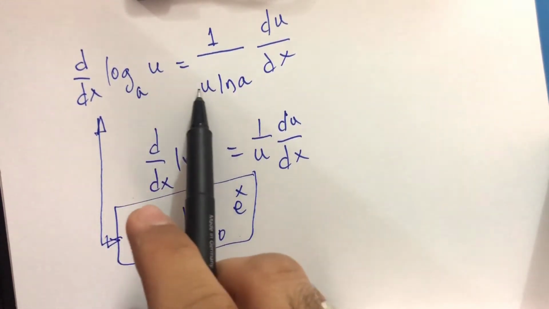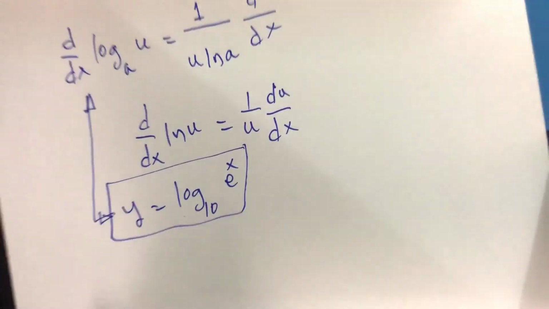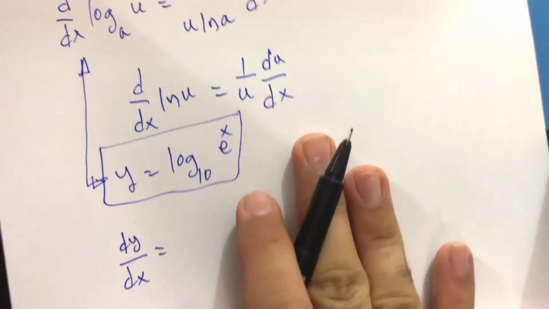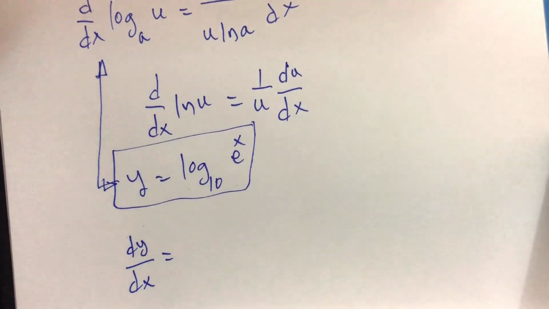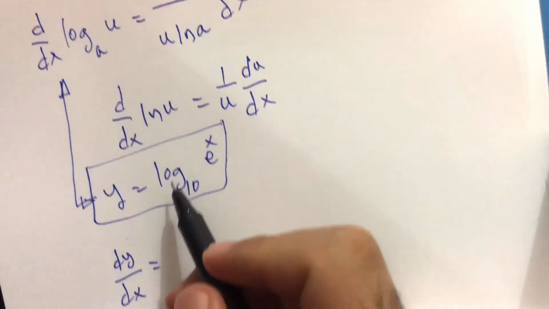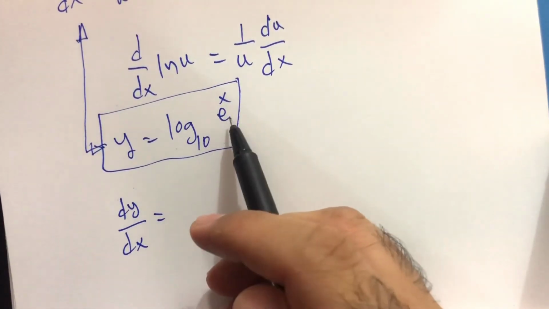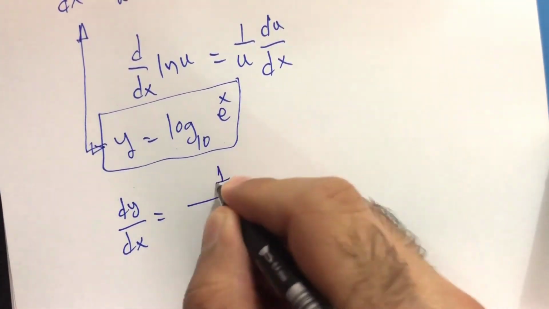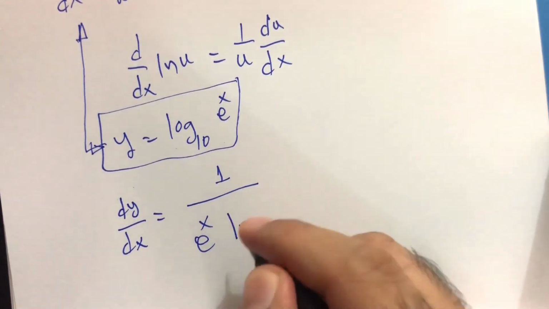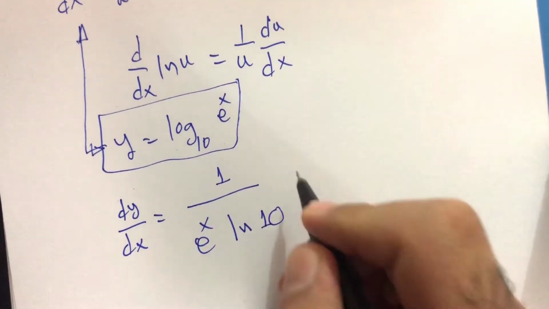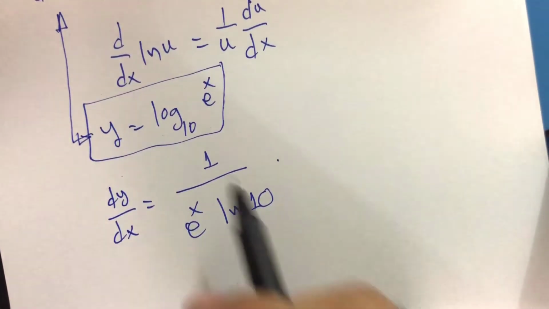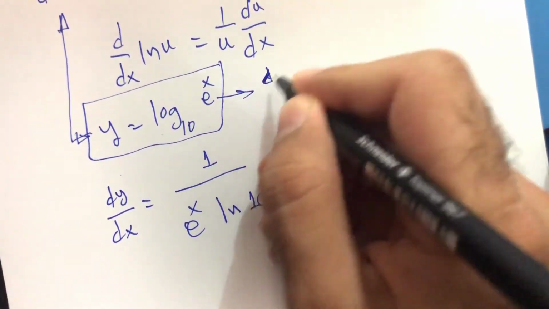So I can write that dy by dx equals, let me show you, dy by dx for log base 10 of exponential x will be 1 over u, and u here is exponential x, multiplied by ln a, and a here is 10, multiplied by du by dx, okay, which is here, this du by dx.